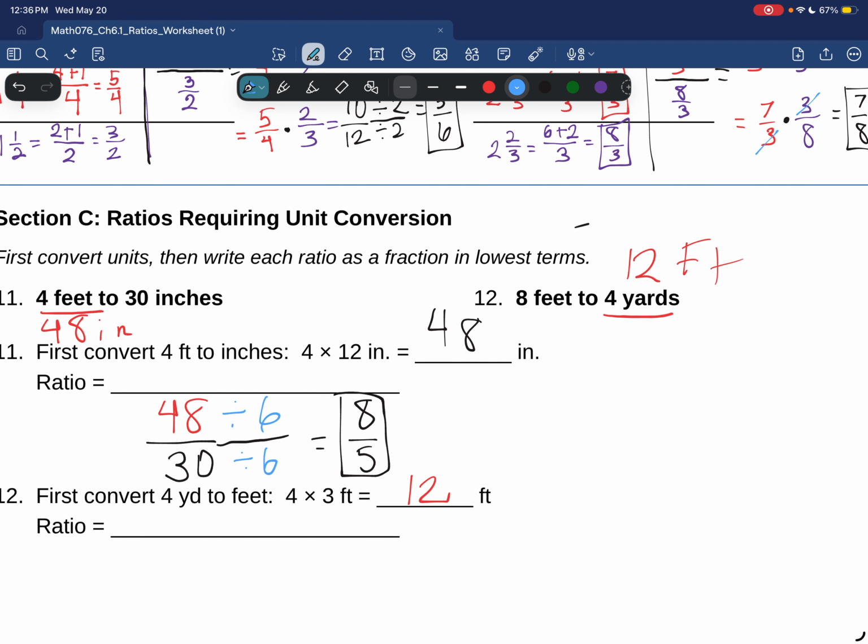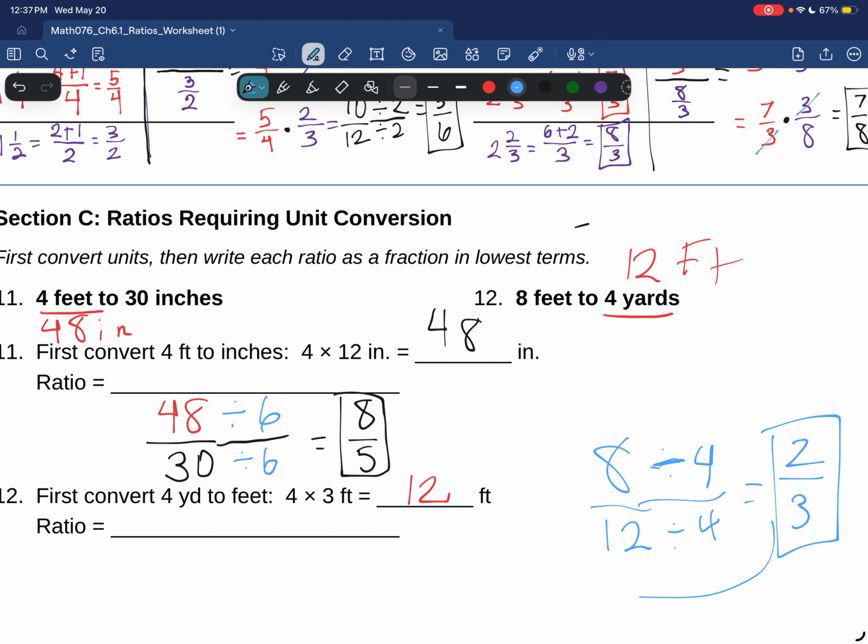And then I can set up my ratio. I've got 8 feet to 12 feet. And now I can reduce. They both have a 4 in common. 8 divided by 4 gives me 2. 12 divided by 4 gives me 3. My ratio is 2/3. Great.